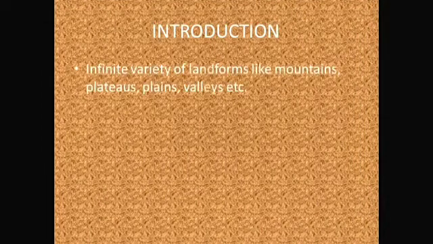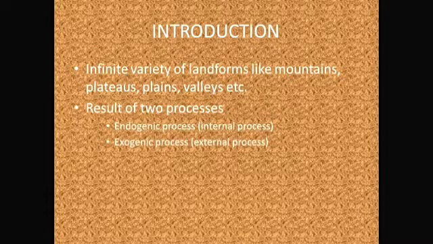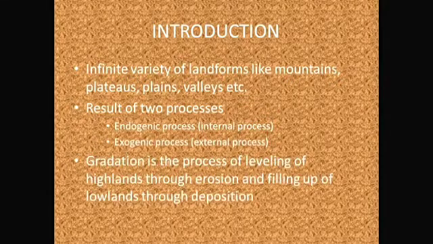Introduction. What is landforms? The surface of the earth is not the same everywhere. The earth has an infinite variety of landforms named mountain, plateaus, plains, valley, etc. These landforms are a result of two processes, that is endogenic process, which is the internal process of the earth. Next is exogenic process, which is the external process of the earth. Gradation. It is the process of leveling of high lands through erosion and filling up low lands through deposition.